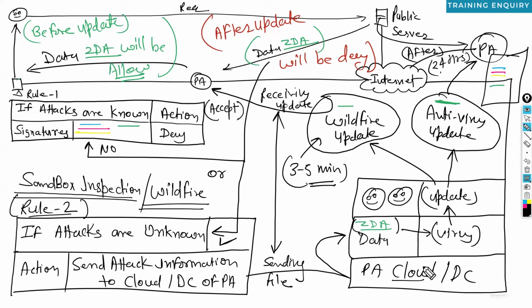My question is, how am I going to be the victim? Because at any point of time, if I have WildFire configured, it will be redirected to the Palo Alto cloud to check, right? Every three to five minutes, as you said, WildFire updates will be given to the enterprise network, whoever has Palo Alto. So how am I going to be the victim at any point of time? That's what I'm just wondering.